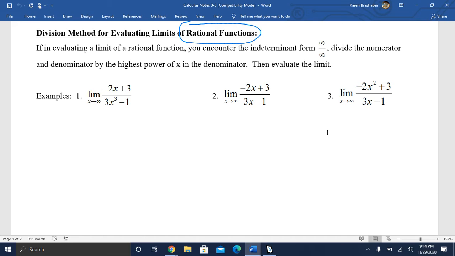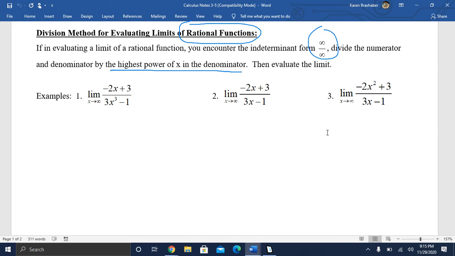So what we're going to be looking at is we're always going to start with direct substitution. But in doing the direct substitution, if we end up with infinity over infinity, then we can start over. And a method that we can use is to divide the numerator and the denominator by the highest power of x in the denominator, and then evaluate. So I'll show you what I mean.